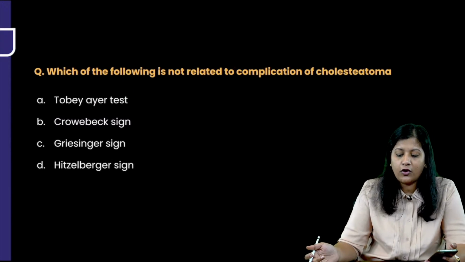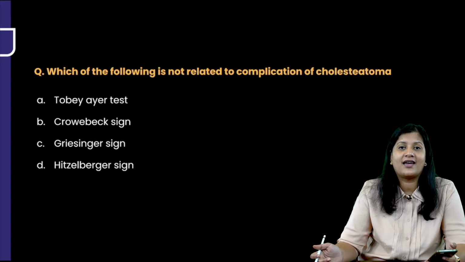Okay, which of the following is not related to complication of cholesteatoma? Tobey-Ayer test, Crowe-Beck test, Griesinger sign, Hitzelberger sign.